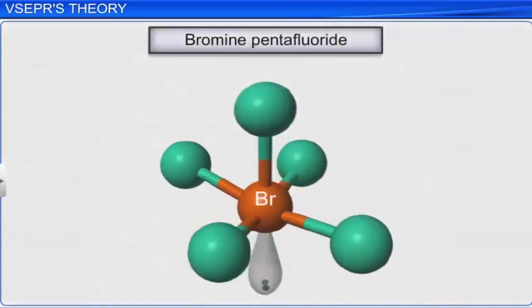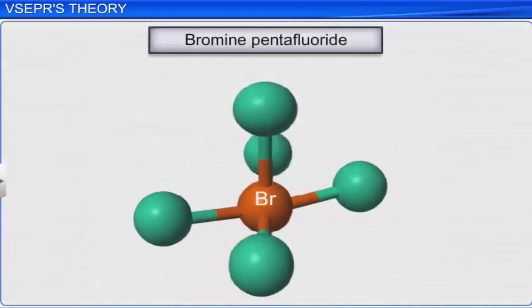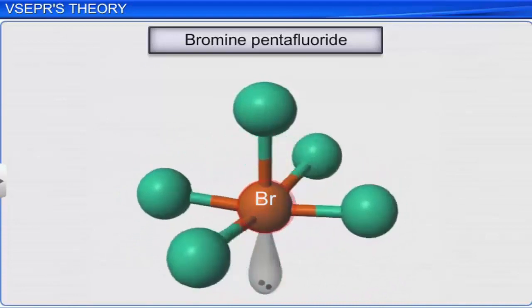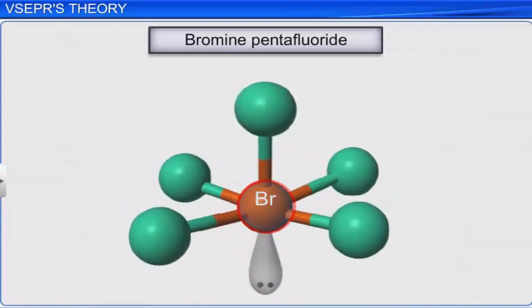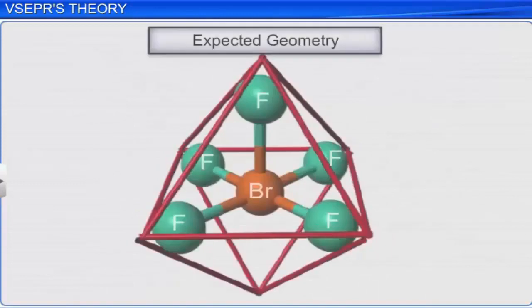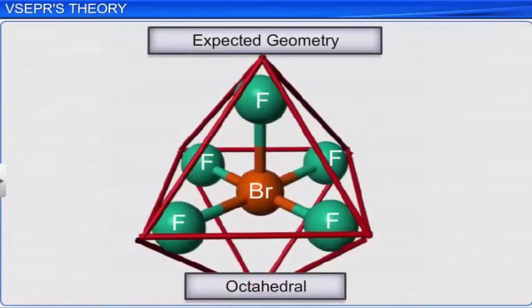In a molecule of bromine pentafluoride, the central atom bromine has 5 bonded pairs of electrons and 1 lone pair of electrons. Therefore, the geometry of the molecule is distorted octahedral or square pyramidal. It is due to the presence of a lone pair of electrons on the central bromine atom.